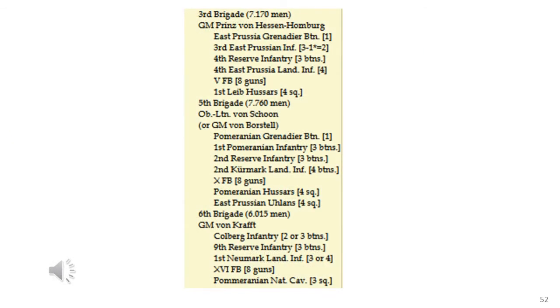The 5th Brigade at Leipzig, 16th to 18th October 1813, was very close to an ideal structure. It consisted of 7,760 men and 8 guns, and in this order of battle we can see the Grenadier Battalion. The cavalry consisted of Line Hussars and Ulan regiments.